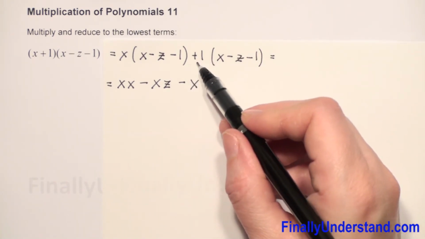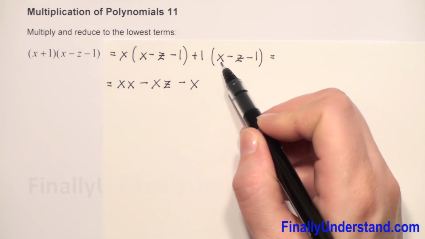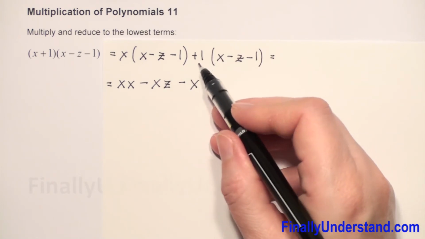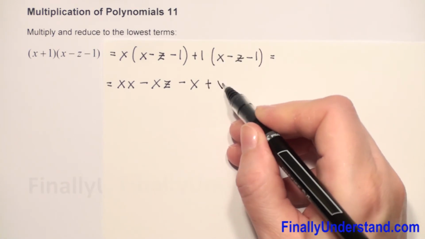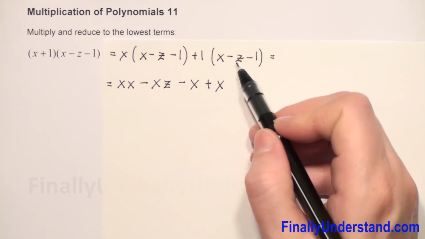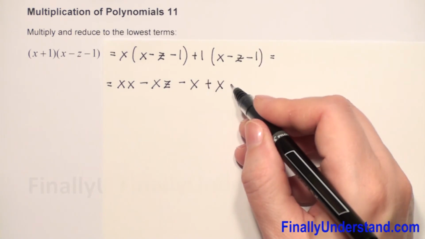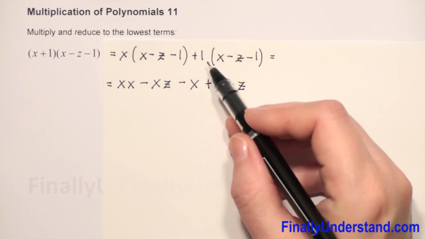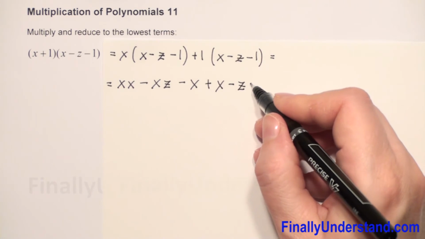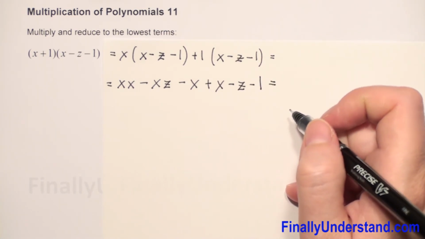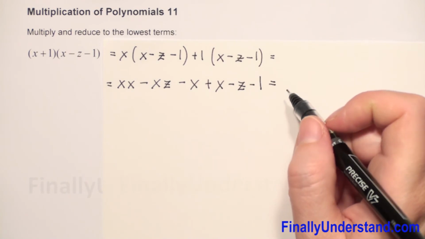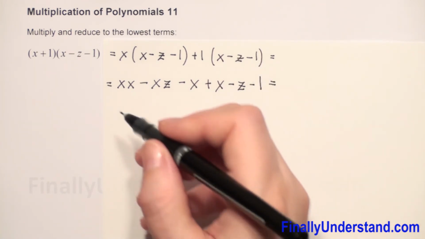And next we have positive 1 times x first. Positive times positive gives me positive. 1 times x is x. And now 1 times negative z, so it will be negative z, and 1 times negative 1 is negative 1. So this is equal. Now we have to combine the like terms and do multiplication if we can.